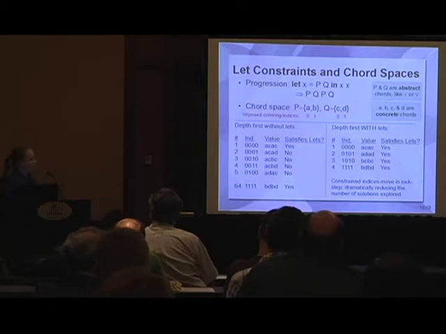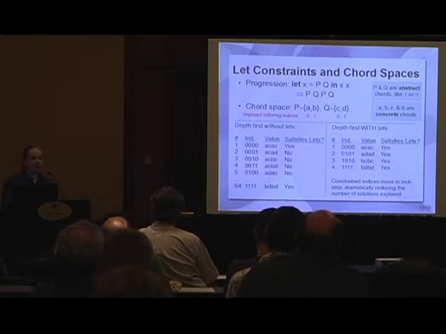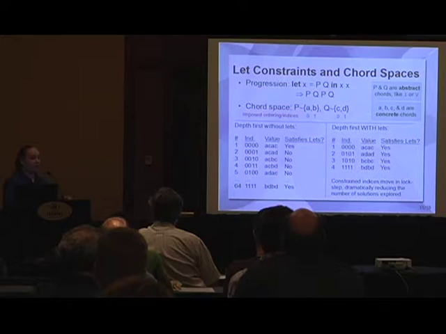So why not do part of the constraint satisfaction on these unevaluated expressions? If you approach it that way, I won't have time to get into too many details on how we do that. You can just hop from one let satisfying solution to another using chord spaces, and you don't even have to evaluate anything in between.